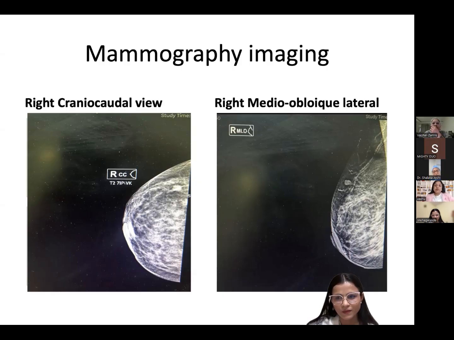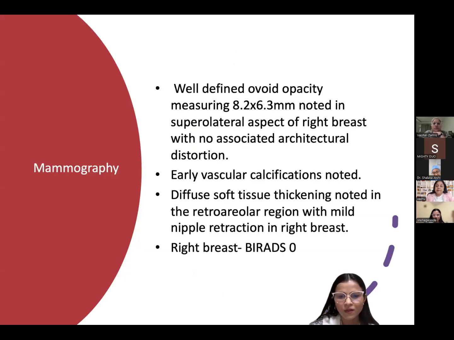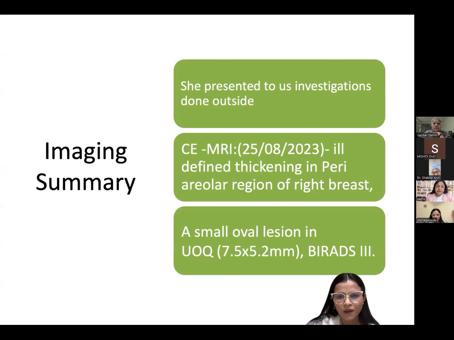So what were the characteristics of this mass on MRI? On MRI, it was just a small oval lesion and they had mentioned BIRADS 3. Ma'am, the detailed report I did not have, because it's a two-year-old case. In my records, I had just two to three lines mentioned about the MRI findings. I did not have the detailed report of it. Did they elaborate on this ill-defined thickening in the periareolar region of the right breast? Did they give any impression of that finding? Ma'am, this is all that I have.